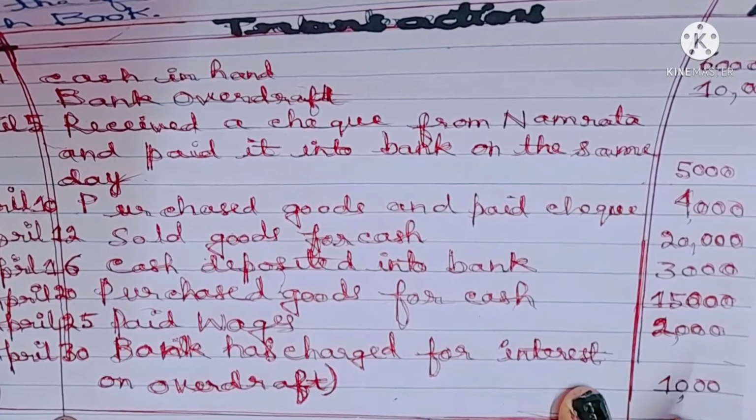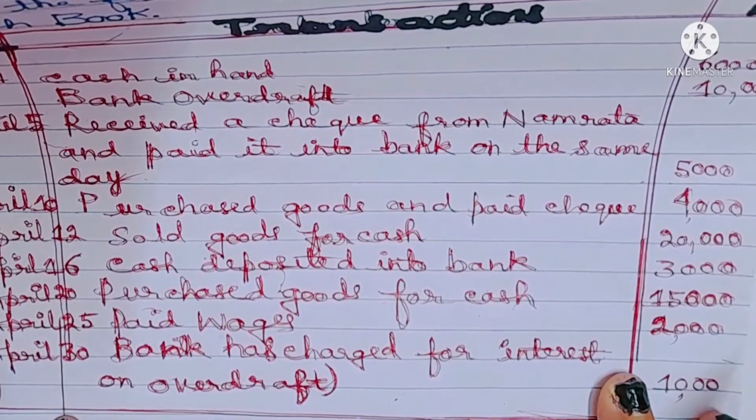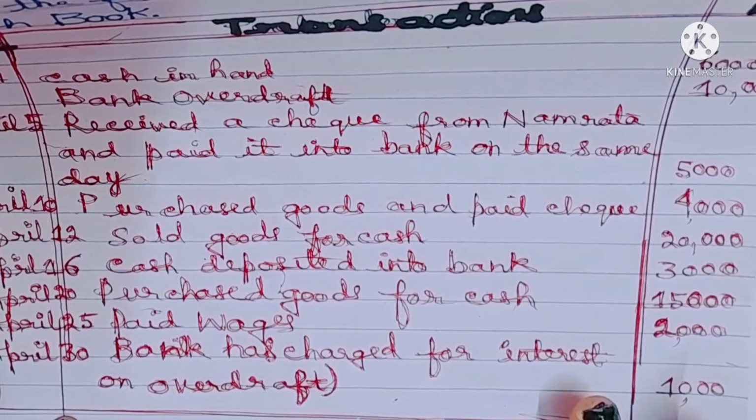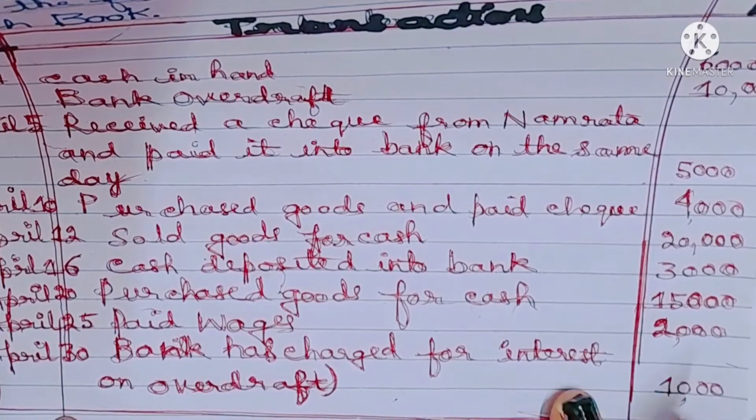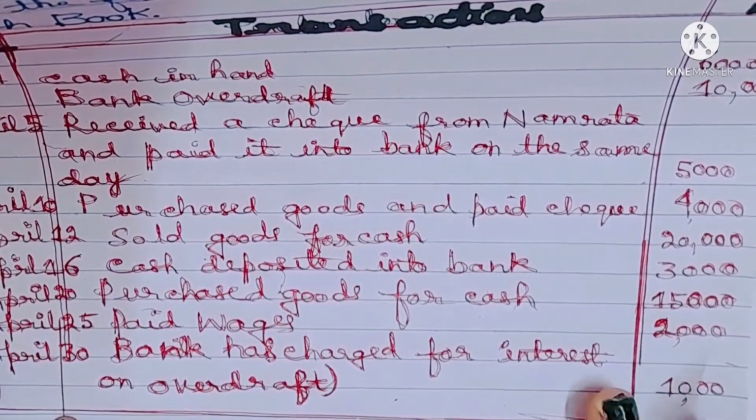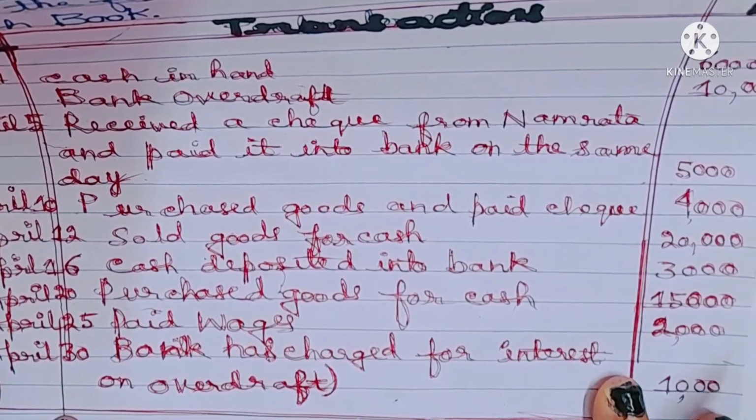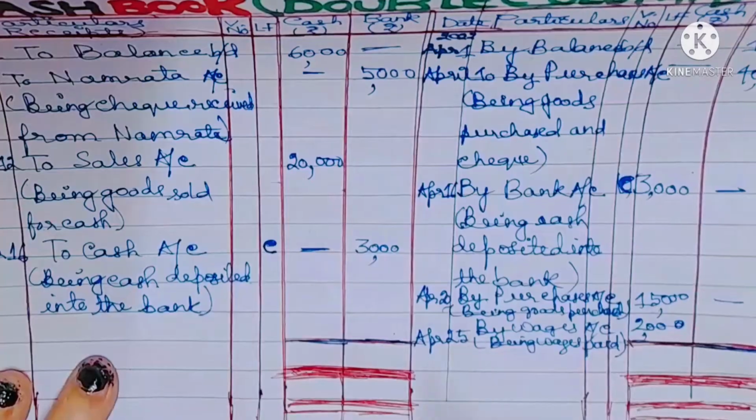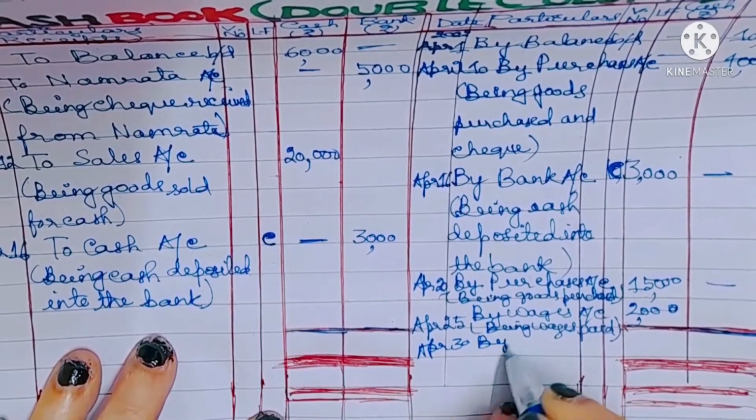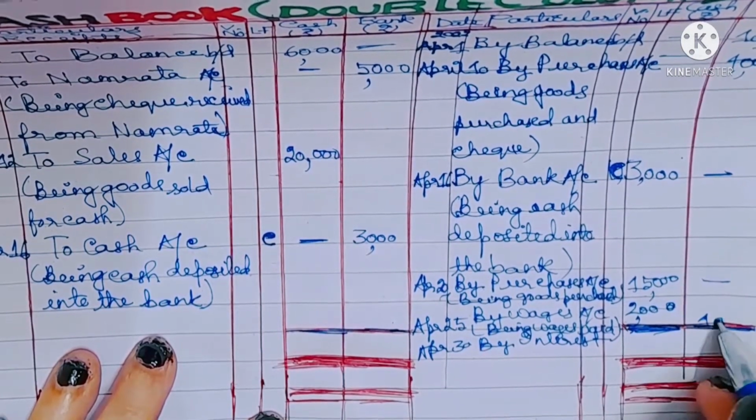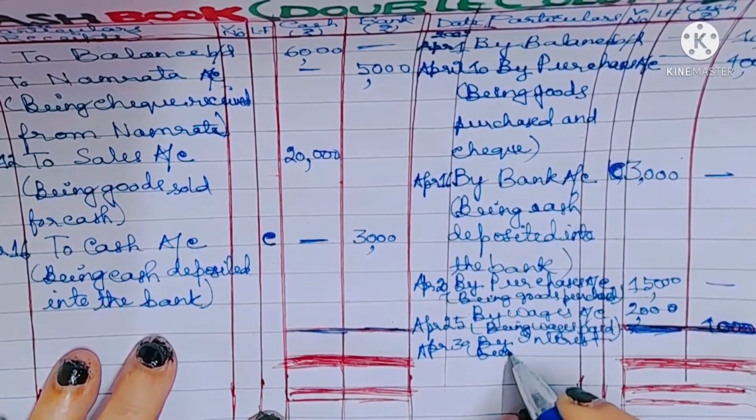The journal entry will be interest account debit to bank account. Interest is an expense charged by the bank. So what is the position of bank account? Since bank account is on the credit side, interest account will also be on the credit side. So we'll have to write by interest account in the cash book on the credit side in the bank column 1,000. Okay, so let's write. On 30th April, by interest account in the bank column 1,000 being interest charged by bank.